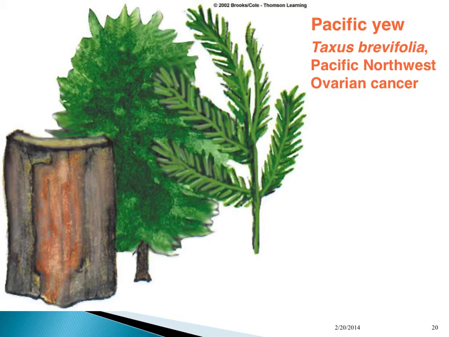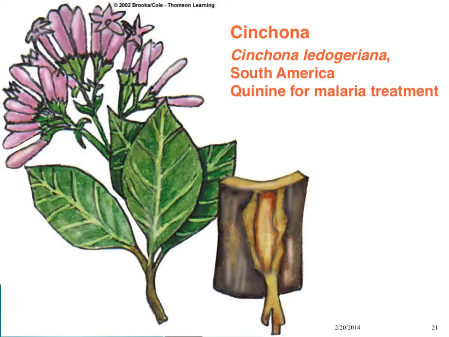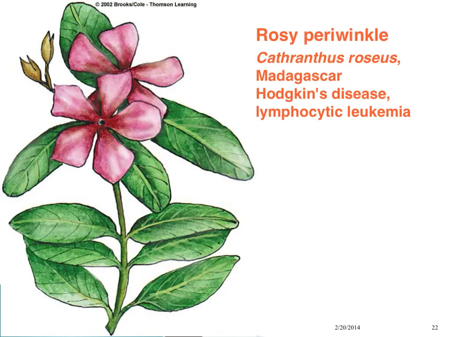In the Pacific region, we get something called the yew tree, which actually is a potential treatment for ovarian cancer. We could lose that. Cinchona is in South America. It actually can be used as a malaria treatment. I know a lot of tribesmen down there actually. Rosy periwinkle grows in Madagascar, very endemic, only in that area. It can be used possibly to fight Hodgkin's disease or lymphocytic leukemia.